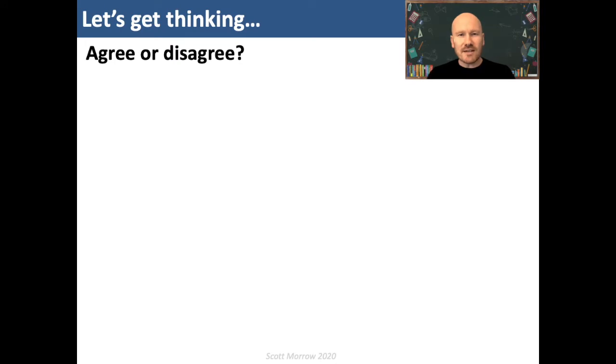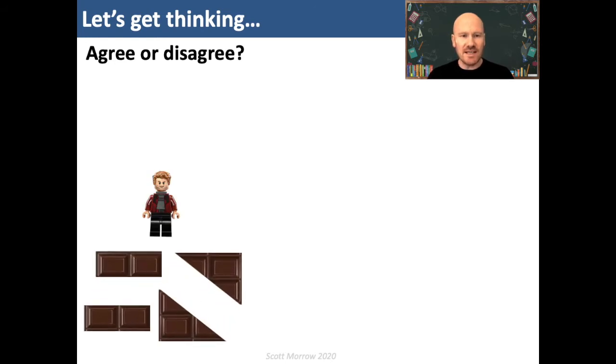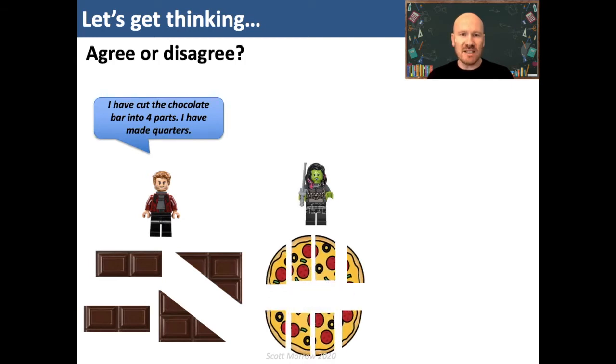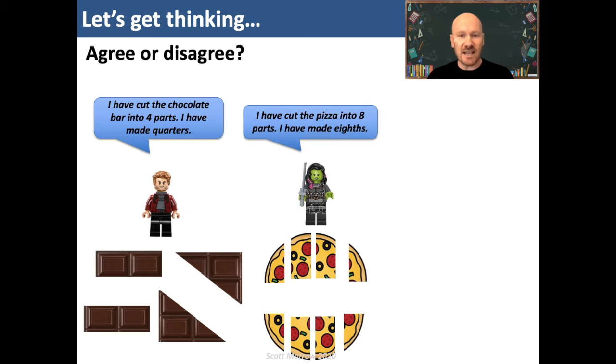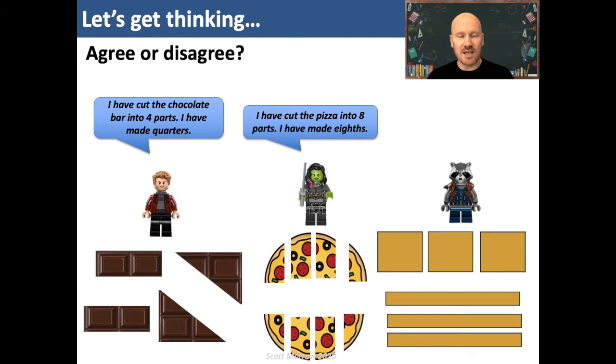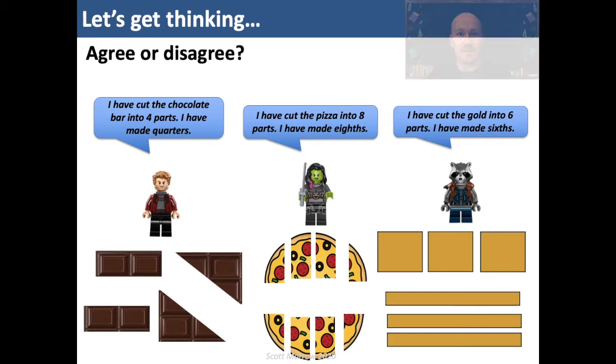Now I'd like you to consider the following 3 statements and decide whether you agree or disagree with them. Here we've got Peter, and he's saying that he's cut the chocolate bar into 4 parts. I've made quarters. Gamora is saying I have cut the pizza into 8 parts. I have made eighths. Rocket is saying I've cut the gold into 6 parts. I have made sixths. So again, I'd like you to pause the video for a couple of minutes and decide whether you agree or disagree with each of their statements. And remember, I'd like you to justify and give reasons.